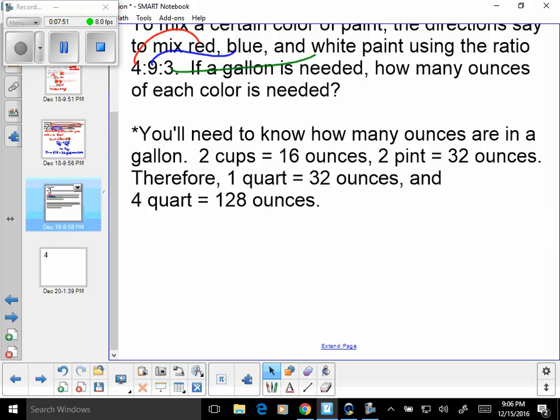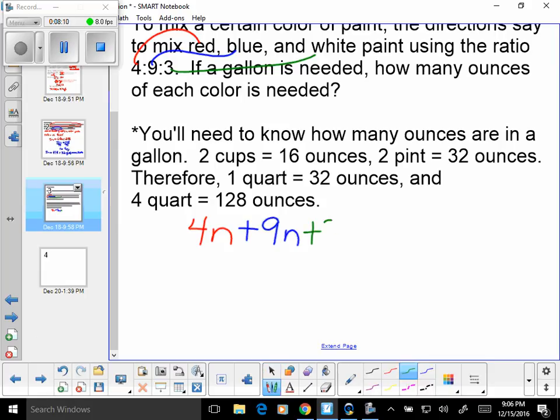All right, now let's get down to the equation. And again, I'm going to use n. Now I'm going to take red, which is 4, times an amount that I don't know. Then I have to take blue. That's 9. And then I have to take white. That's going to be 3n. And altogether, it's going to total up 128. You with me so far? Okay, can you finish it out? 4 plus 9 is 13, plus 3 is 16n, equals 128.